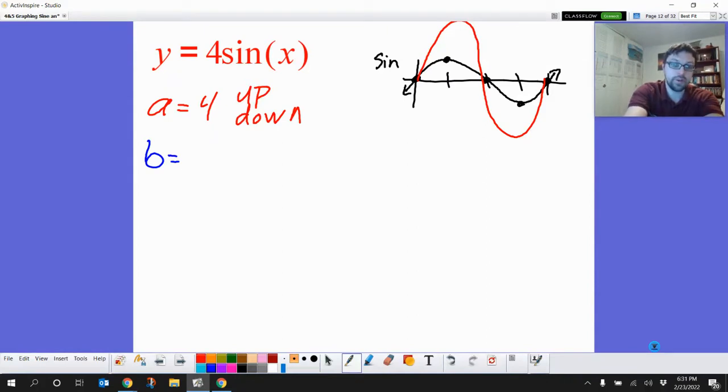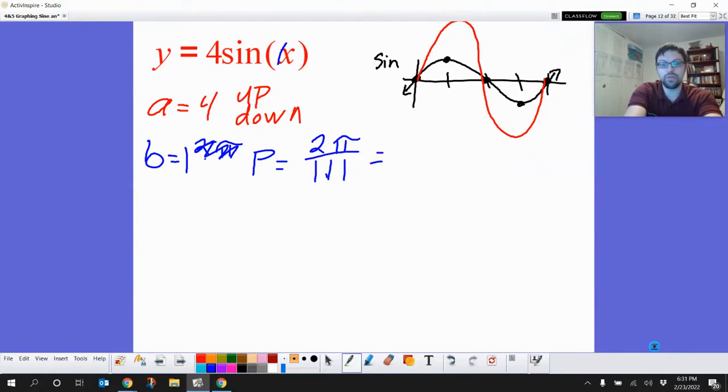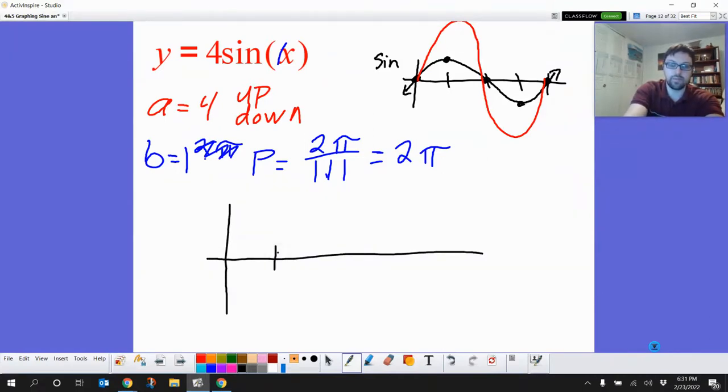We do still want to think about what our b value is. Our b value is 1. So our period is going to be 2 pi over whatever our b value is. Absolute value of it, if it matters, it never matters. So 2 pi over 1, well, that's just 2 pi. So it's going to take the same distance lengthwise as it would normally. 1, 2, 3, 4. Write your period, 2 pi. Halfway point, pi.